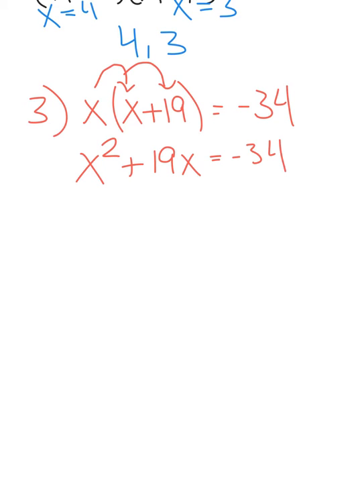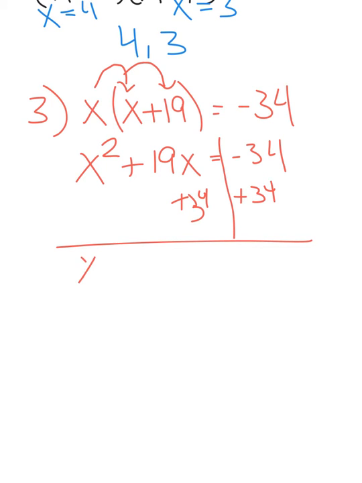Now once again, to solve the equation, I have to set my equation equal to 0. In order to set my equation equal to 0, I'm going to add 34 to each side of my equal sign. When I do that, I'd be left with x squared plus 19x plus 34 equals 0. Now that my equation is set equal to 0, I could factor and eventually solve.